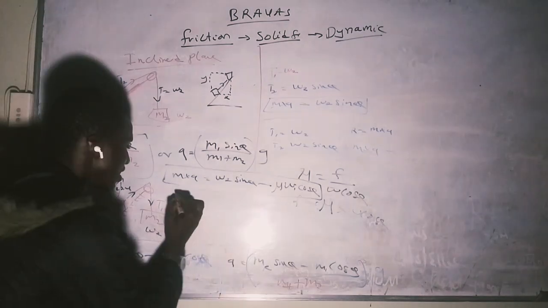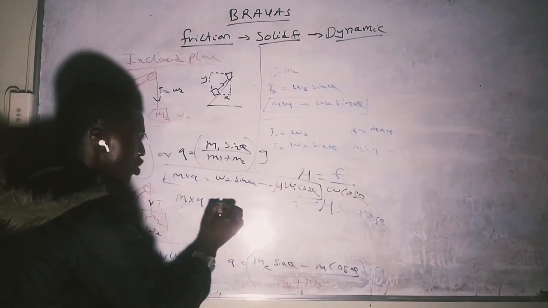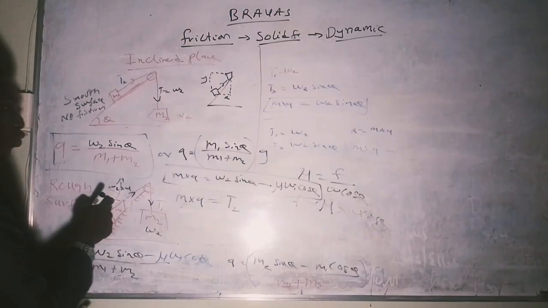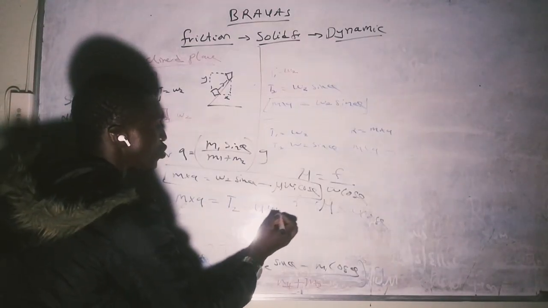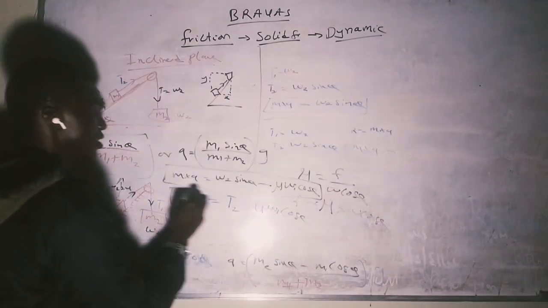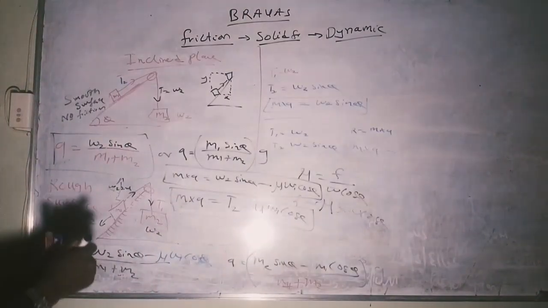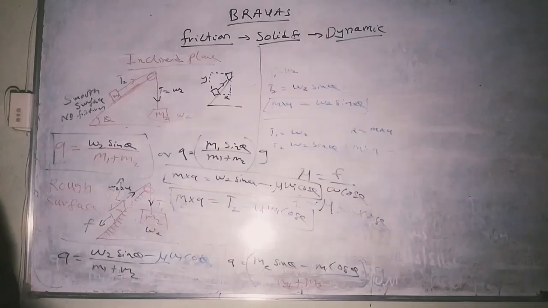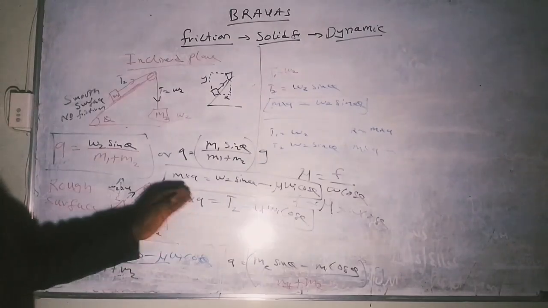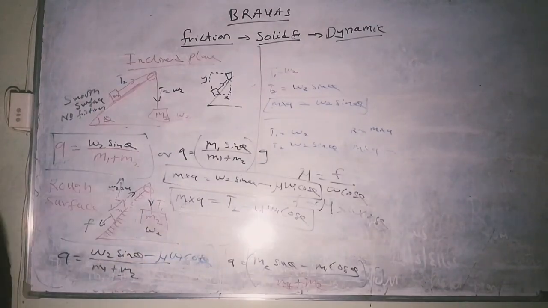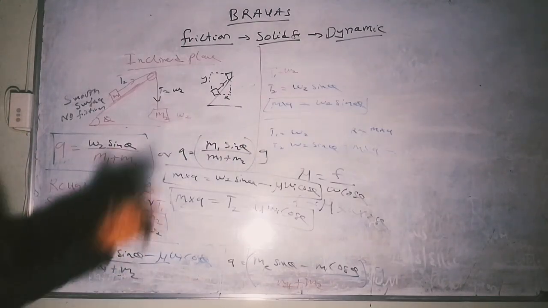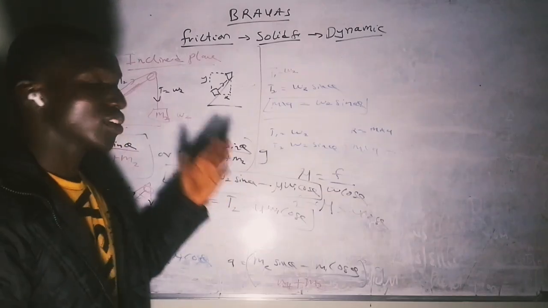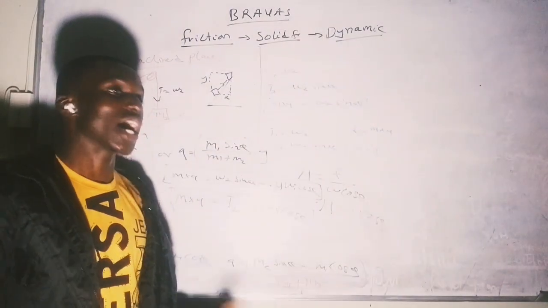You can now rewrite it like this: mass times acceleration equal to our tension on the rope, T2, minus mu W1 cos theta. So this is the formula to get the tension on the rope. So just say mass times acceleration equal to W2. That's the only thing they can ask you to calculate. Just write down those formulas that are in brackets and memorize them. So let's move to the question section. We are going to solve as many questions as we can.